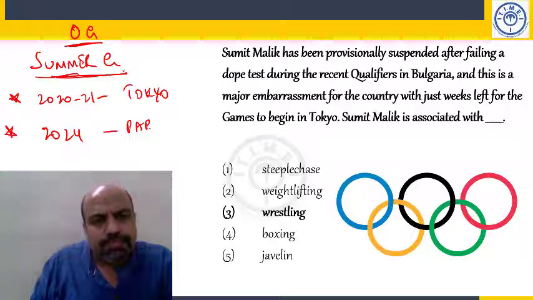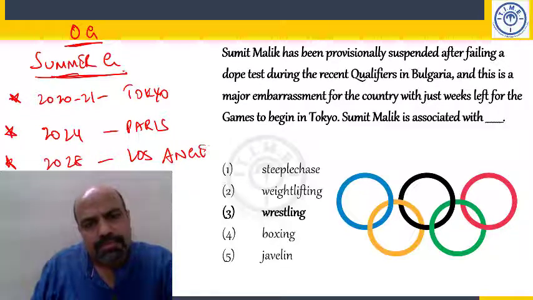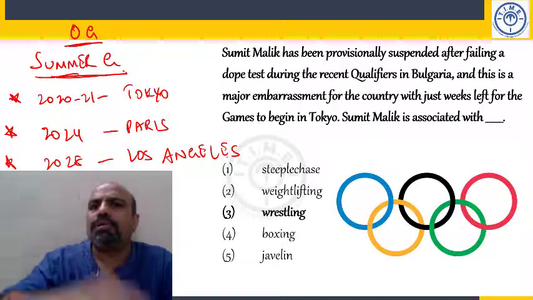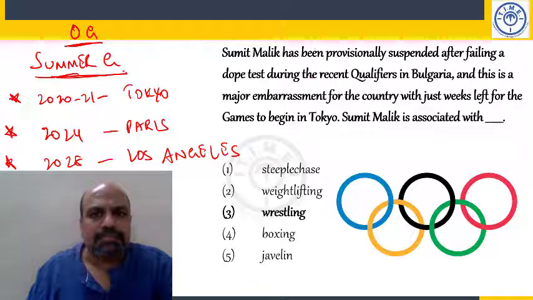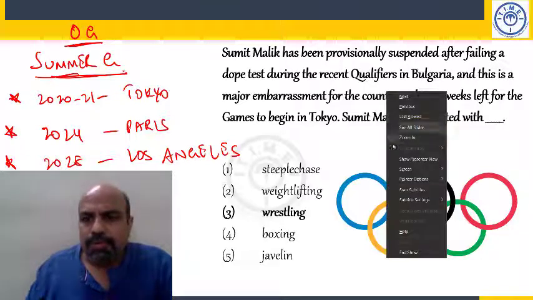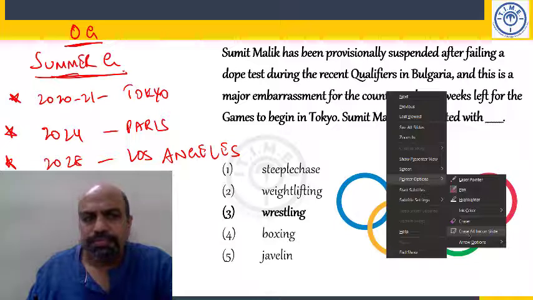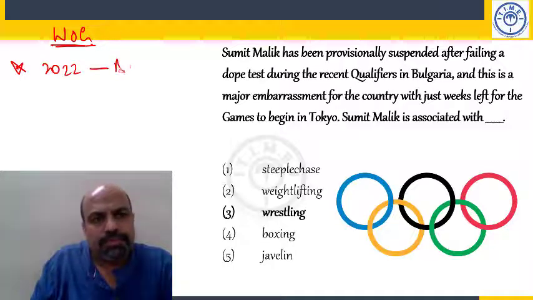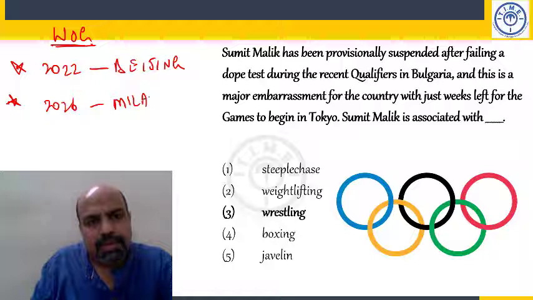2024, we have Paris. 2028, it will be in America, Los Angeles. Okay, this is summer games. Now let's go to winter games. Let's clear this first. We don't have much space, so we'll have to clear this stuff. Winter Olympic Games. We have only 2022 Beijing. Then we have 2026 in Italy, Milan Cortina.